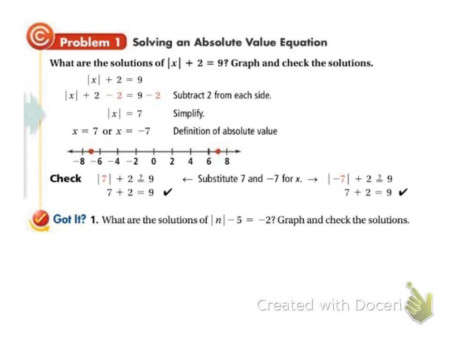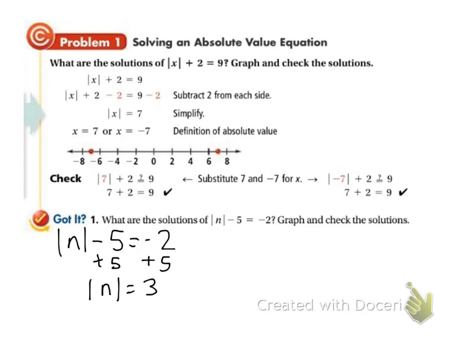So let's try ours right now. Okay, so I need to get the absolute value of n alone, so I'm going to add 5 to both sides. And I get the absolute value of n is equal to 3. So I'm going to set n equal to a positive 3 and n equal to a negative 3. So either n is equal to 3 or n is equal to negative 3. So if I graph that, put points there, that's what my graph would look like.